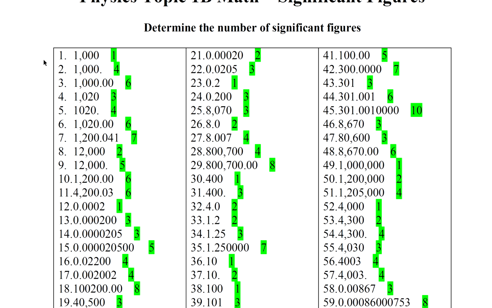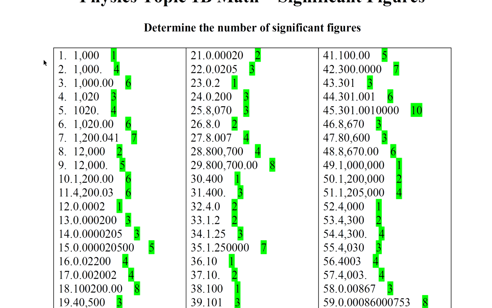Question 5, how many significant figures are in the number 1020 decimal point? It's 4, because everything before the decimal point is significant. Question 6 is very similar to question 3. All the numbers are significant. Question 7 is similar to question 6. All the numbers are significant.